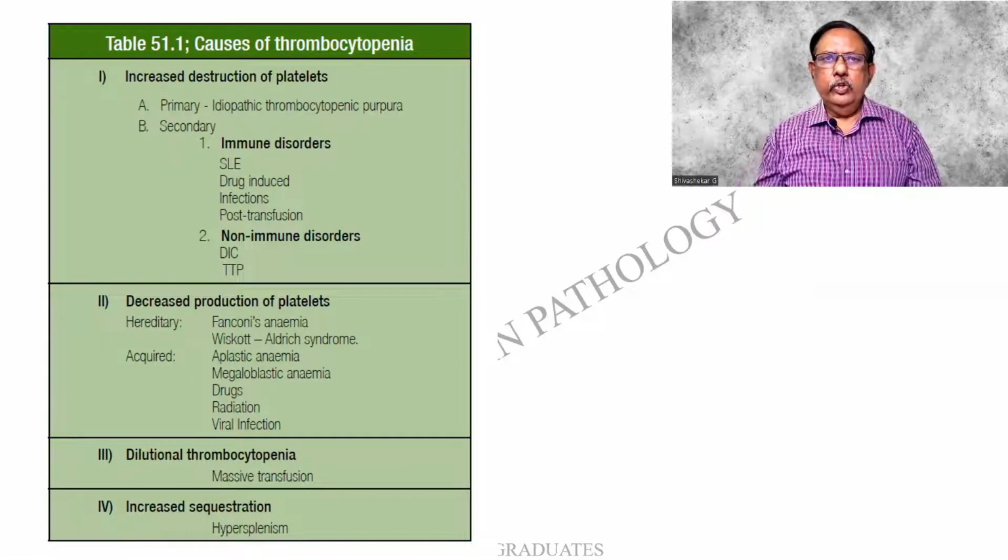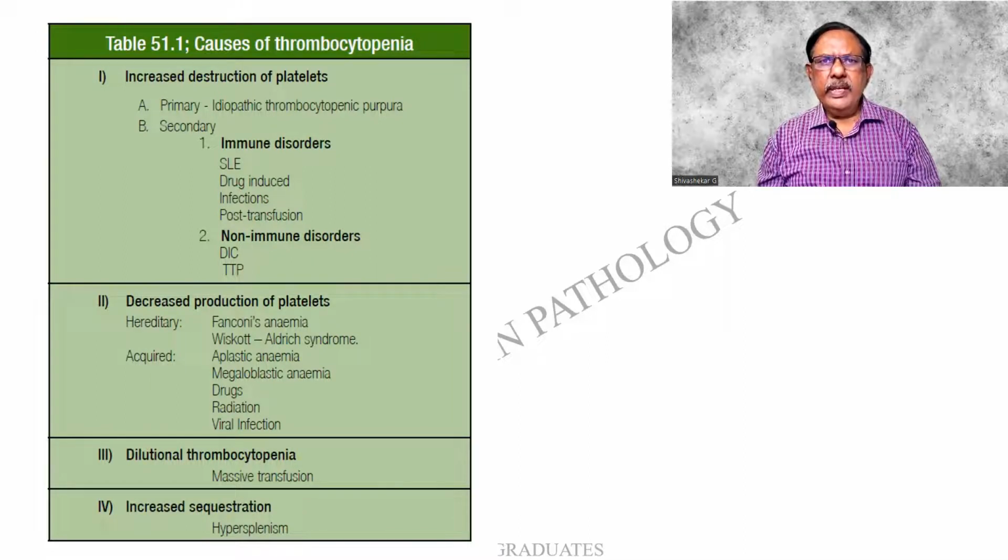Thrombocytopenia means there is a decrease in the platelet count. The normal platelet count is 1.5 to 4.5 lakhs. When it is less than 1.5 lakhs, it is called thrombocytopenia. When it is less than 1 lakh, we call it moderate. When it is less than 50,000, it is supposed to be severe.